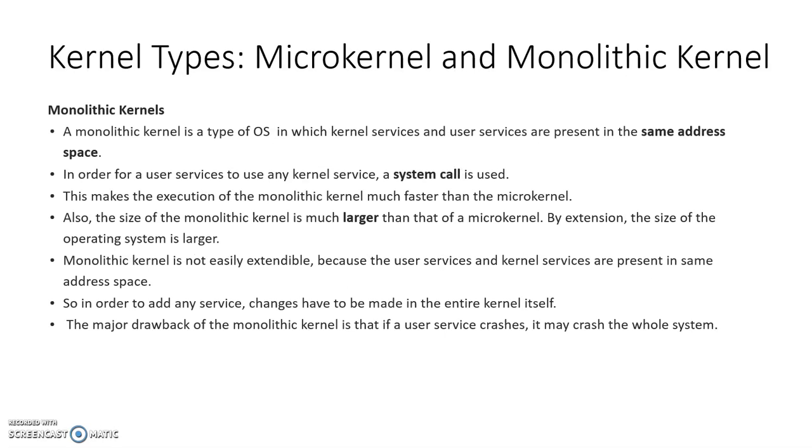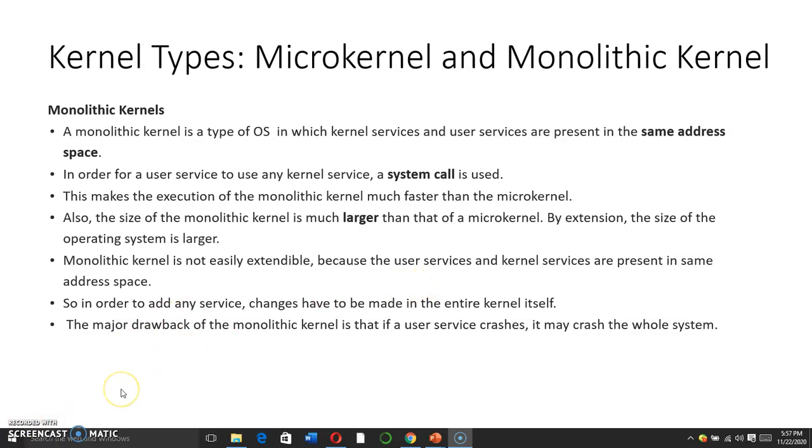Then monolithic kernels, of course, are the opposite of microkernels. A monolithic kernel is a kind of operating system in which kernel services and user services are present in the same address space. In order for a user service to use a kernel service, a system call is used. Don't forget that in microkernels, if a user service and kernel service want to communicate, they use message passing. This time around, instead of message passing, we use system calls.